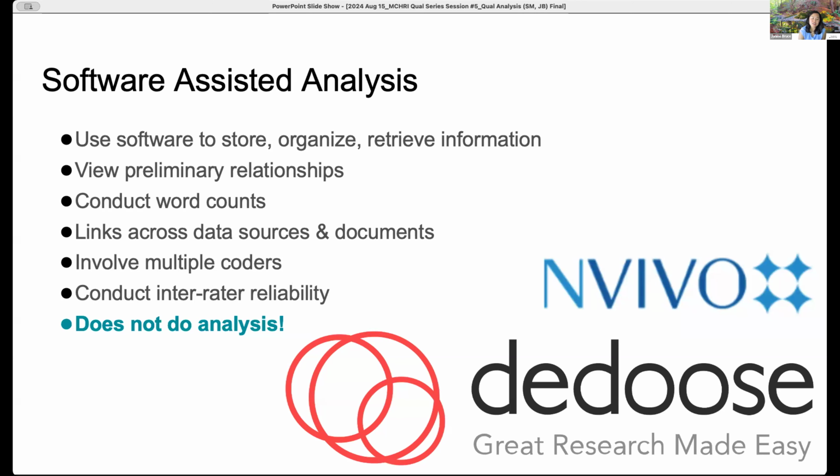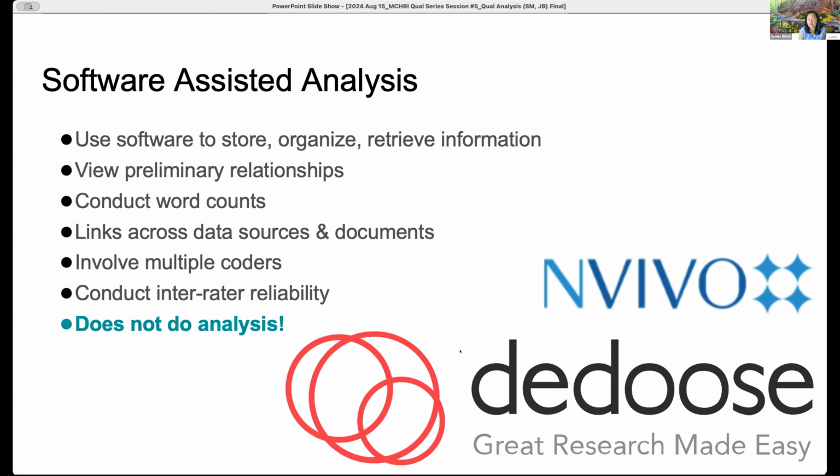So it can do wonderful things. You can have multiple coders. You can do inter-rater reliability, which can demonstrate the credibility of the coding process. But again, it does not do the analysis for you.